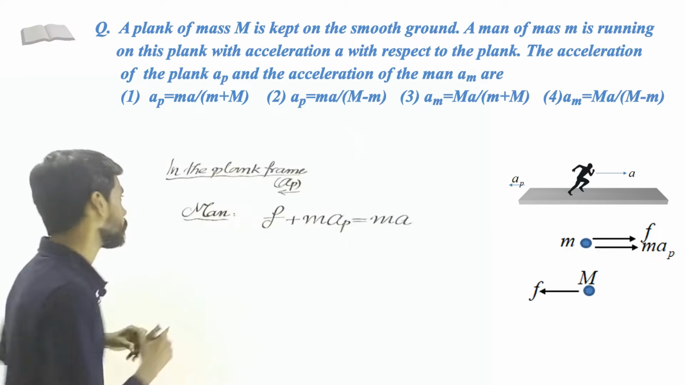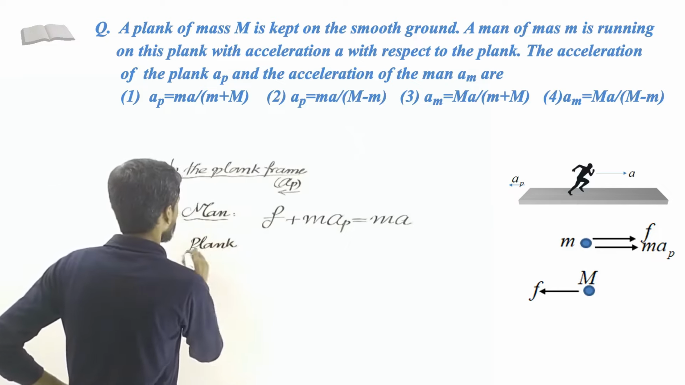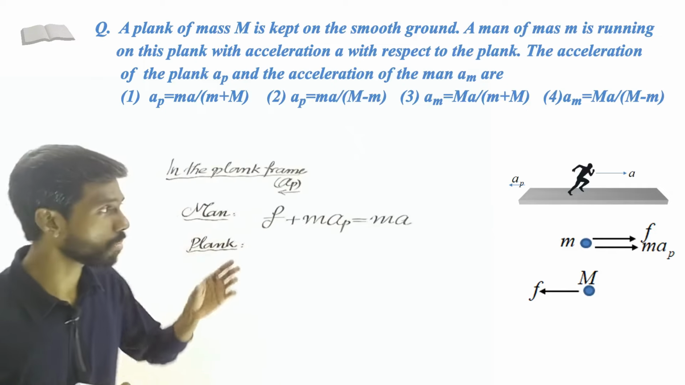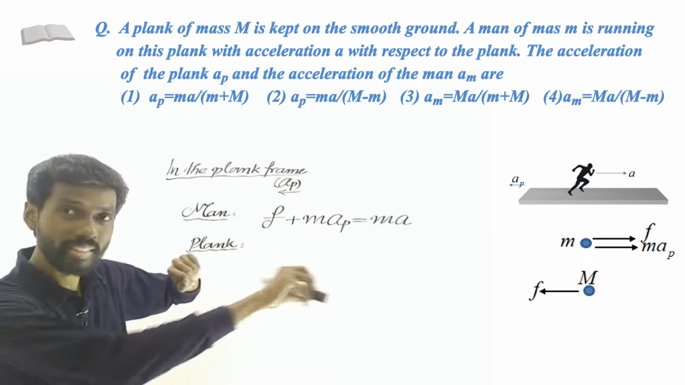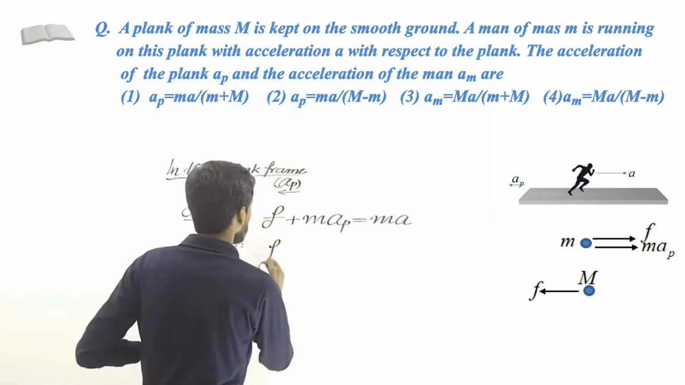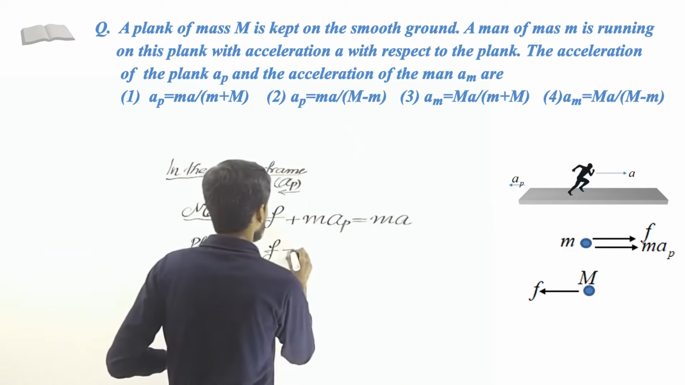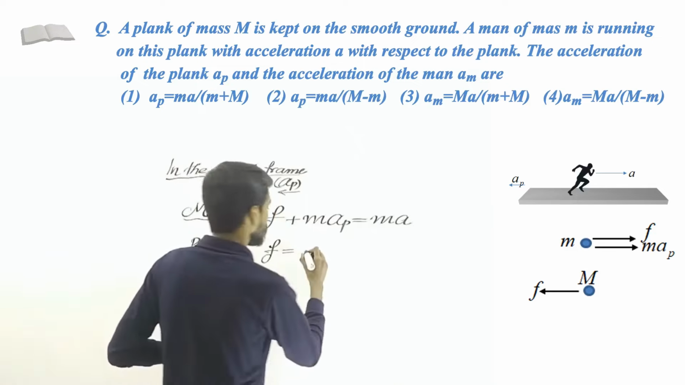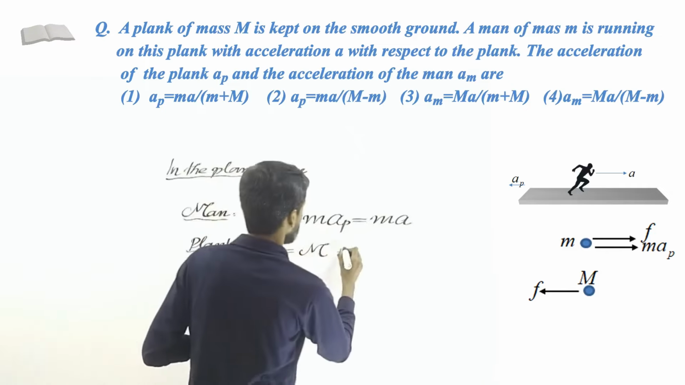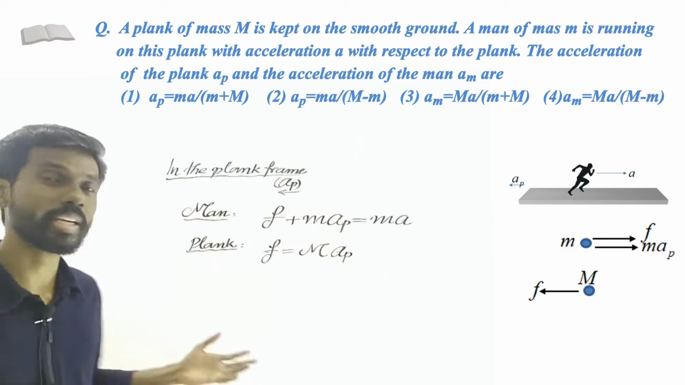Similarly for that plank, what are the forces acting on that plank? It is the frictional force between the man and the plank that is making it move in this direction. So only frictional force, that's all. So frictional force equals mass times the acceleration. The mass of the plank is m, and the acceleration is what we have already taken to be AP. These are the two equations. Solve them, we get our required answer.